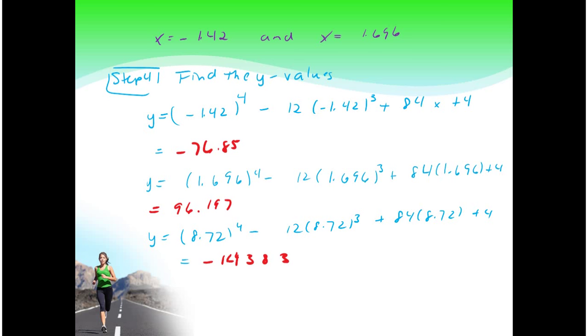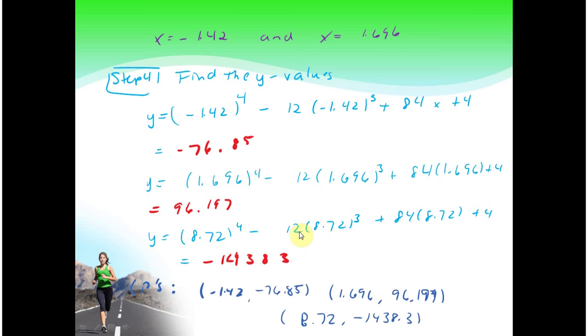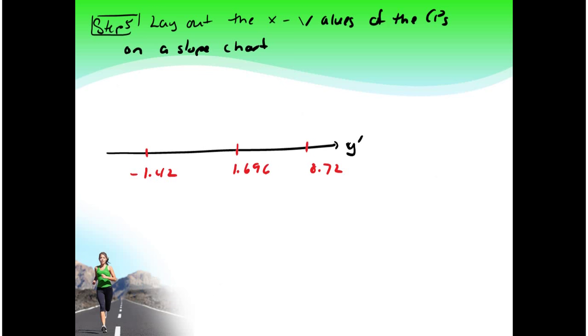Notice that we have minus 1,438.3. I don't think you can see the point there. So these are huge numbers in magnitude. So these are my three critical points. The critical points are where the derivative is equal to 0 or where the derivative does not exist. In this case, the derivative exists everywhere, so we don't have a problem with that.